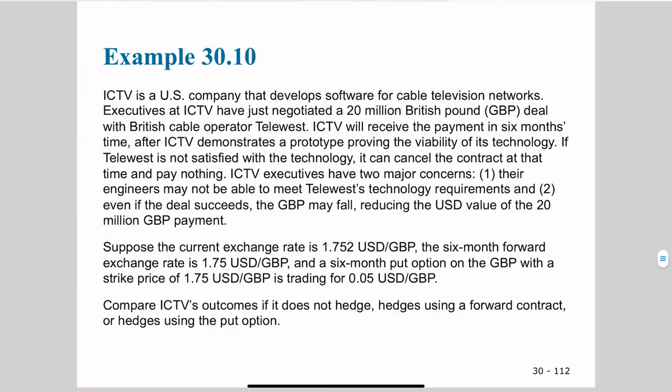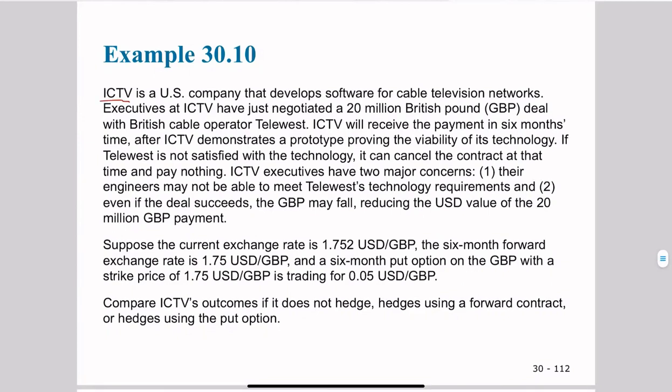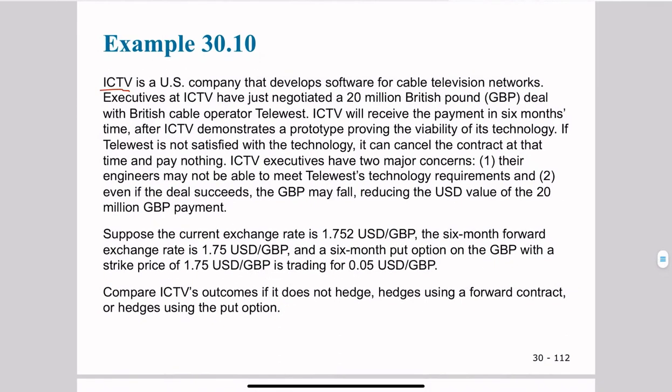Okay, so let's say ICTV is a US firm, developing software for a UK firm, right? And this US firm, ICTV, has just negotiated a 20 million British pound deal with a UK cable operator, Telewest. And we assume ICTV, the US firm, will receive the payment in 6 months. However, it's possible this deal might fail.